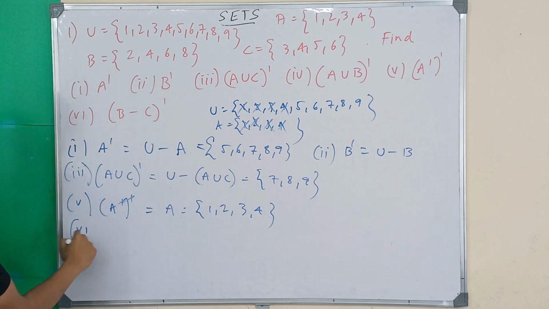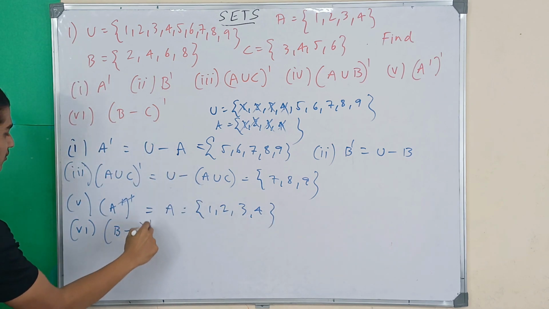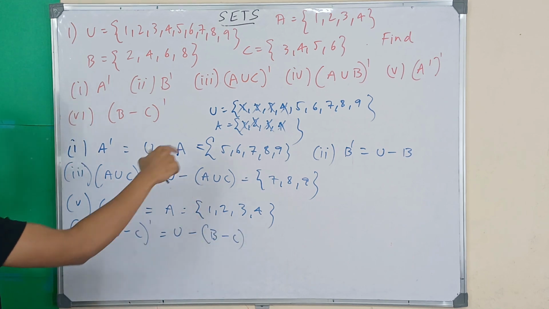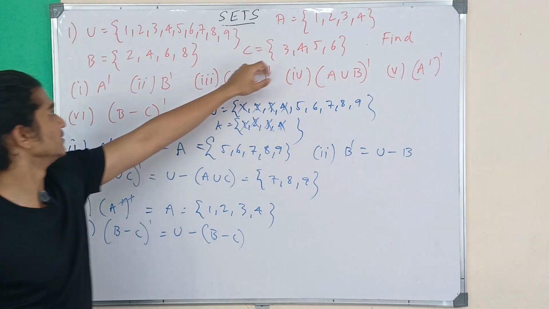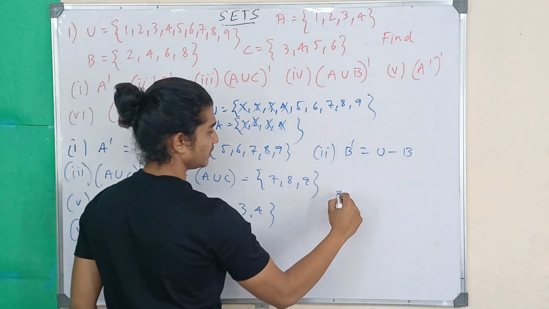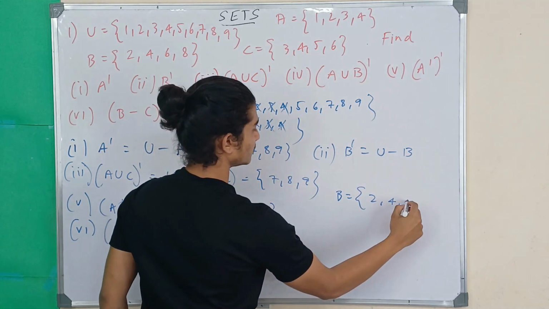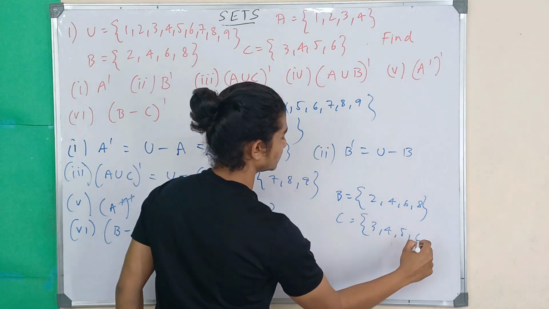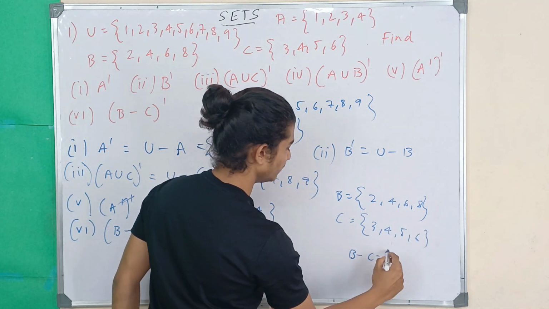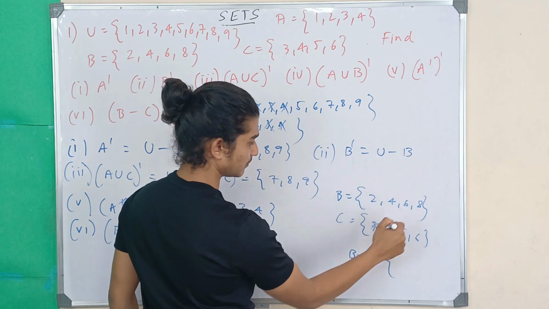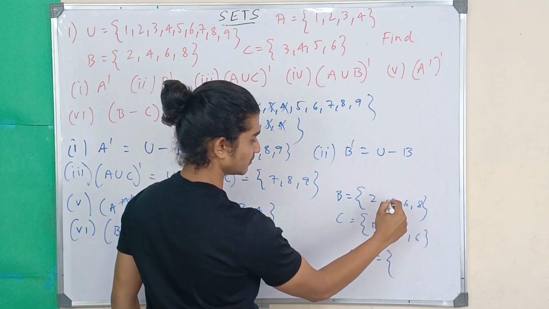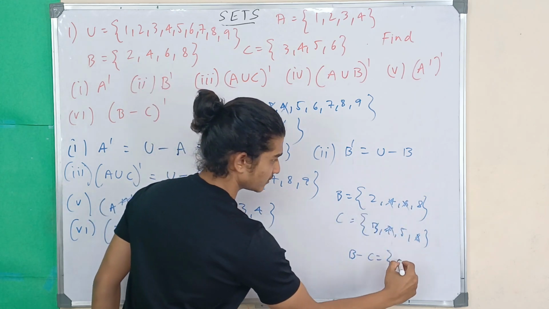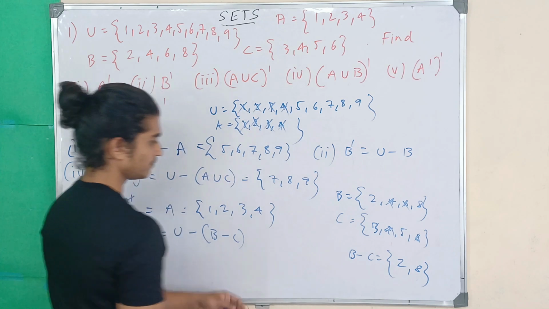Last one, (B − C) complement, which is basically the universal set minus (B − C). So let's find B − C. This is your B: 2, 4, 6, 8, and this is your C: 3, 4, 5, 6. So your B − C is going to be, cancel the similar elements. 4 is similar, cancelled, and then 6 is similar, cancelled. The remaining elements of B, write it over here: 2, 8.